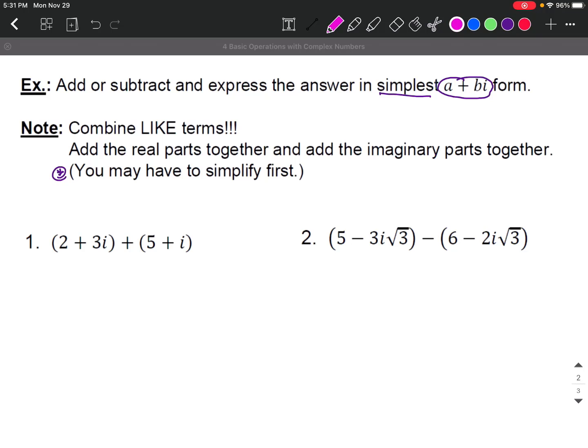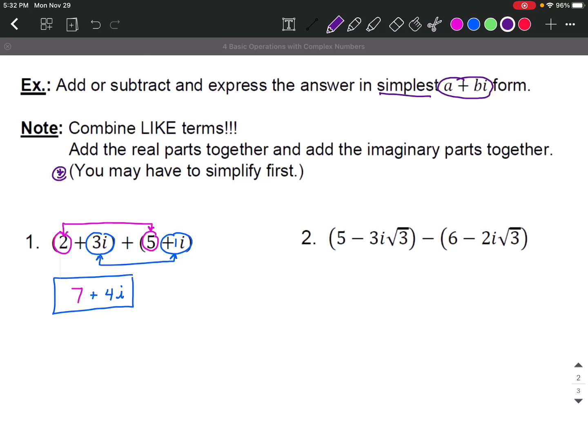So now let's look at the first problem here. 2 plus 3i plus 5 plus i. 2 is the real part of the first one, and 5 is the real part of the second one. So I'm going to add those together. 2 plus 5 is 7. Now if I look at the imaginary parts, I've got 3i plus an i. Now remember, there's a 1 there. That's the coefficient in front of that i. So 3 i's plus 1 i. 3 plus 1 is 4i. There we go. That's our first addition of complex numbers.